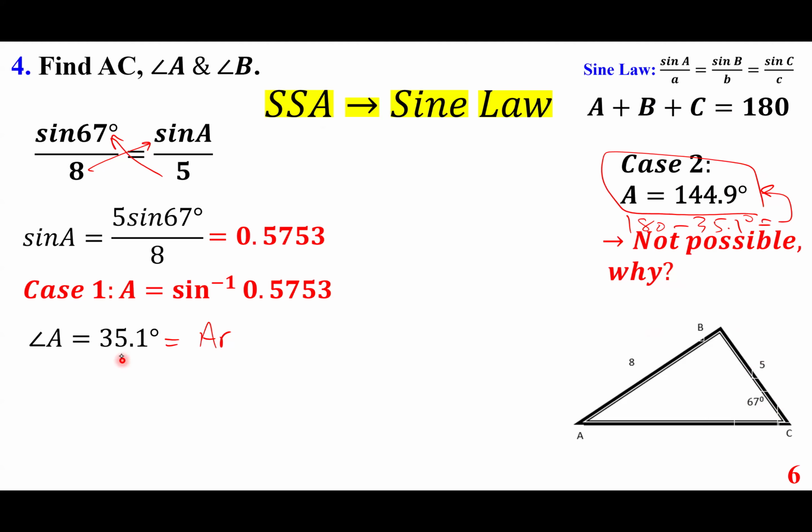If that is the only one that works, and one of them is 67, the sum of the two subtracted from 180 gives you B. A and C add up to 102.1 degrees, subtract it, and you get 77.9 degrees. So case one works, case two fails. Now we got all the angles, we want to find all the sides, and this side is missing. So again, we're going to use this one, sine of 67 over 8.